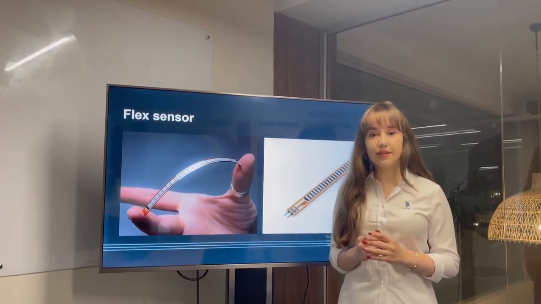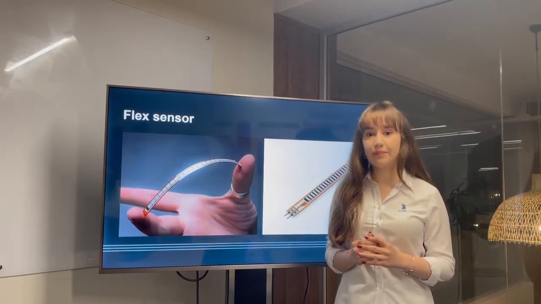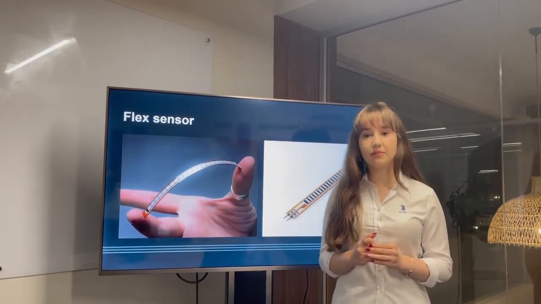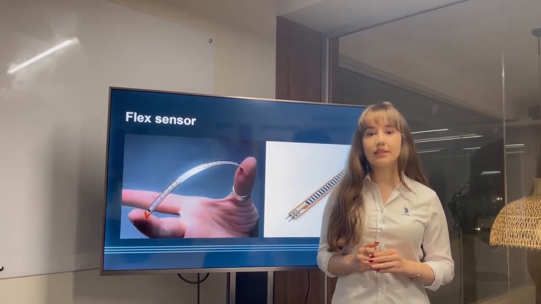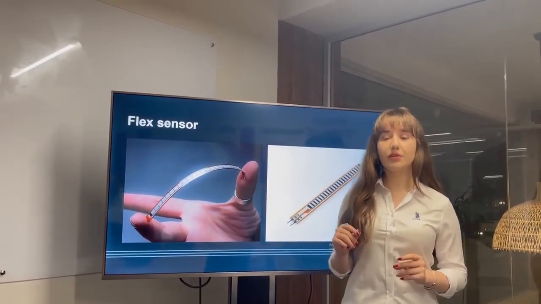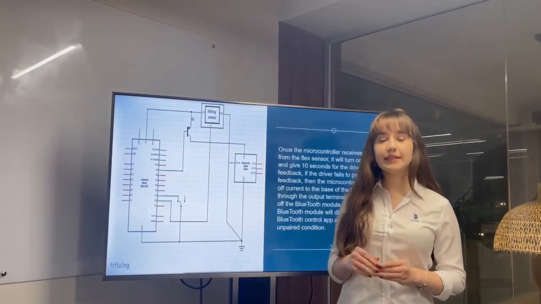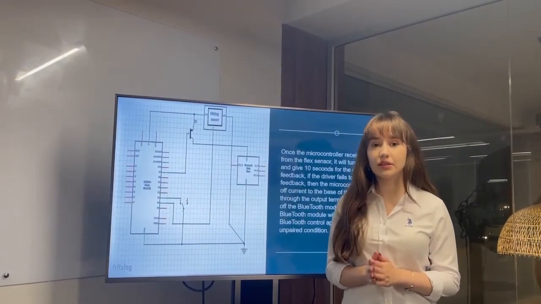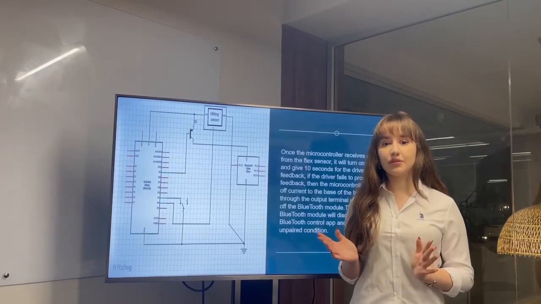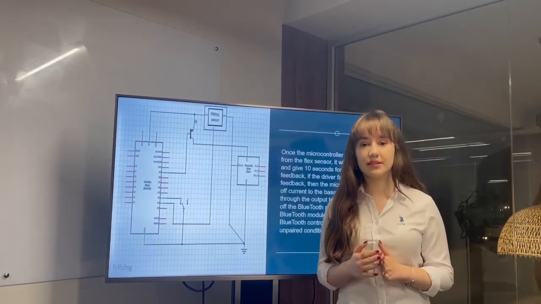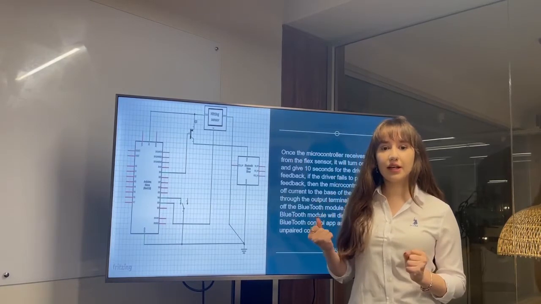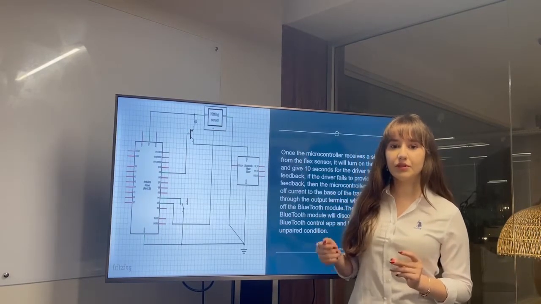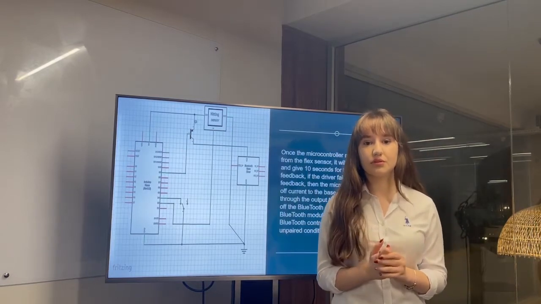The carbon surface is arranged on a plastic strip. When this strip is turned aside, the sensor's resistance will be changed. The flux sensor is connected to the input terminal of the microcontroller, and once there is an accident, the flux sensor will send the signal to the microcontroller's input pin. Once the microcontroller receives a signal from the flux sensor, it will cut off the current to the base of the transistor through the output terminal, which will lead to the turning off of the Bluetooth module.